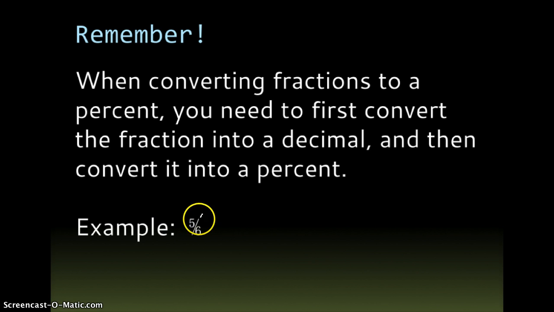If we have the fraction 5/6, we need to make sure we divide first to turn it into a decimal. So the 5 is the numerator or the top number, and it goes into our dividend. We add our decimal. Okay, 6 does not go into 5, so we'll leave it blank. 6 goes into 50 8 times, and that's 48. We subtract, we get 2, because 50 minus 48 is 2.